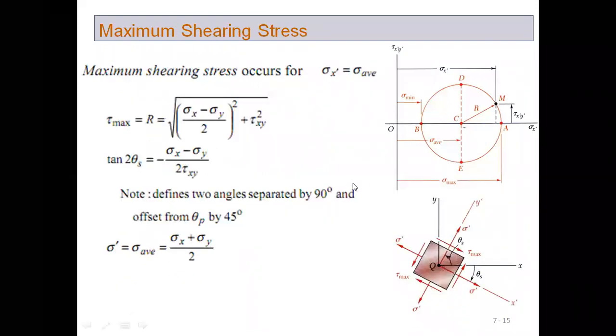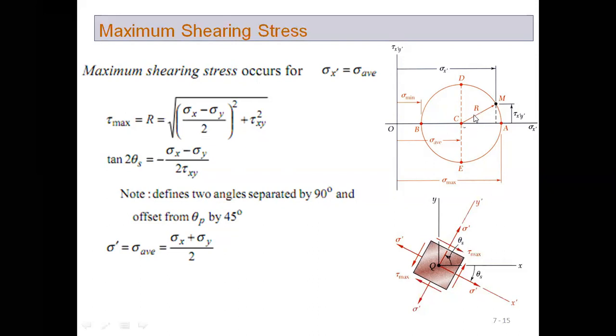Okay, next, maximum shear stress occurs for. As we discussed, if you look at this diagram at point D, the shear stress is maximum. So tau maximum is equal to what? Tau maximum is this distance, CD. And CD is the radius of this circle. So tau maximum is equal to R, and R is under the root sigma x minus sigma y by 2 whole square plus tau xy square.